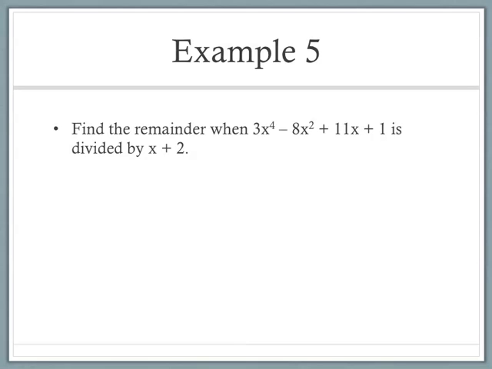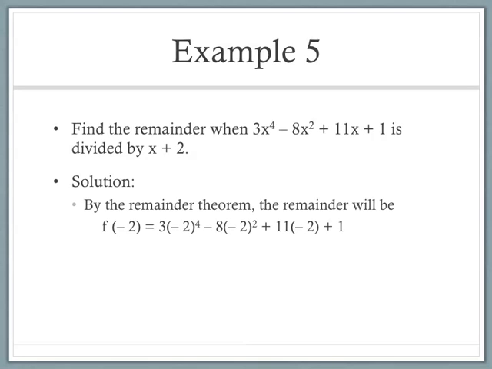So this would be 3 times negative 2 to the 4th, make sure you put that in parentheses, minus 8 times negative 2 squared plus 11 times negative 2 plus 1. So that would be 3 times 16 minus 8 times 4 minus 22 plus 1. So that's 48 minus 32 minus 22 plus 1, which is equal to negative 5. So our remainder is negative 5.